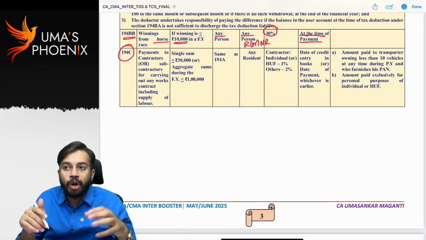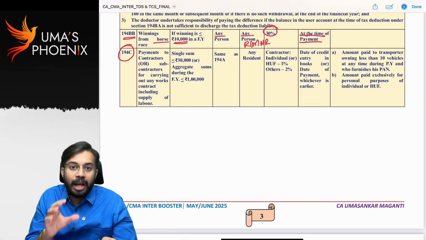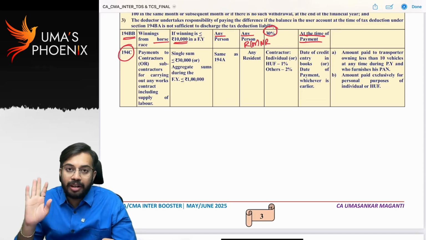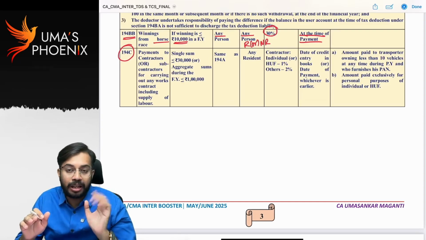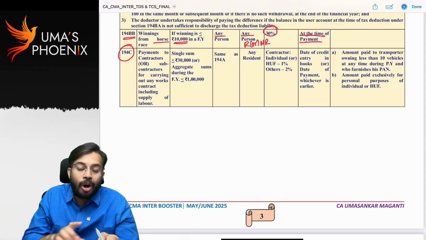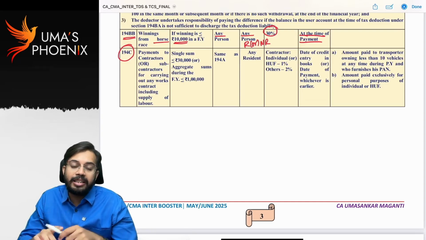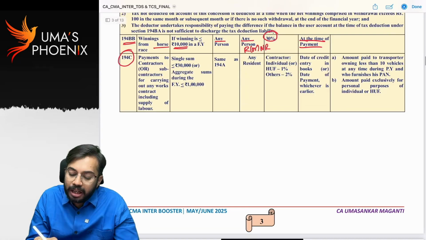In a year, you are entering multiple contracts. So for all contracts together, if the amount of payment is less than or equal to 1 lakh, then also TDS is not required to be deducted under section 194C. Is it clear? So if for a single contract the amount of payment is more than 30,000, or the aggregate of all contract payments in a financial year is greater than 1 lakh, then TDS is required to be deducted under section 194C.